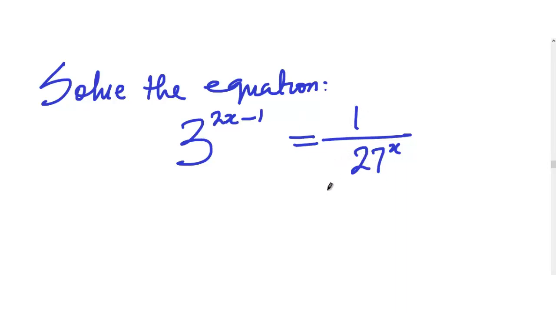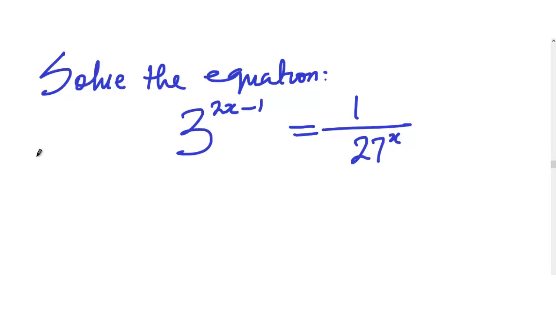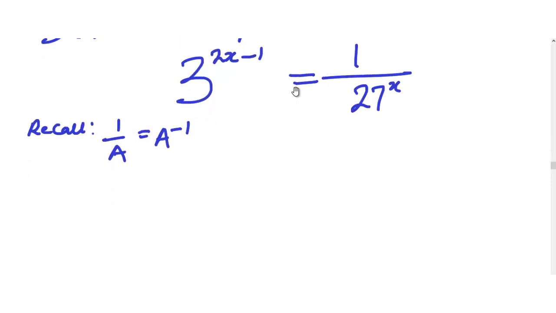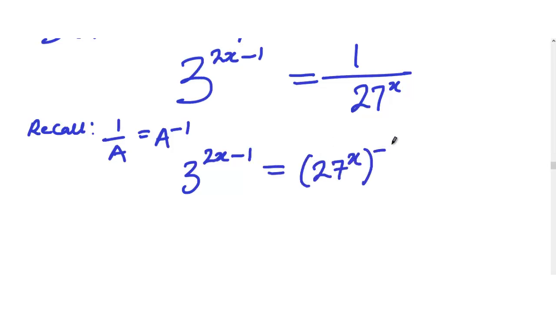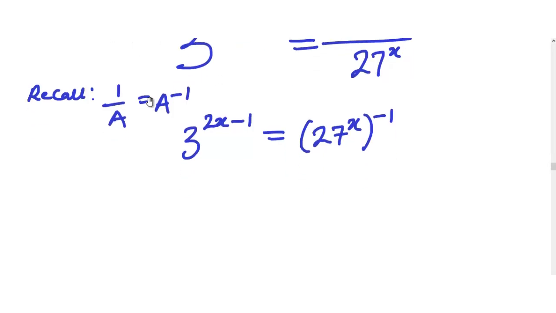But before we do that, I want both of them to be on the same level. How do I do that? I'll just do a recall. Recall that 1 over a is the same thing as a raised to power minus 1, from the law of indices, right? So that implies that I can rewrite this as 3 raised to power 2x minus 1 is equal to 27 raised to power x, then everything raised to power minus 1. Okay, so I've brought them to the same level.